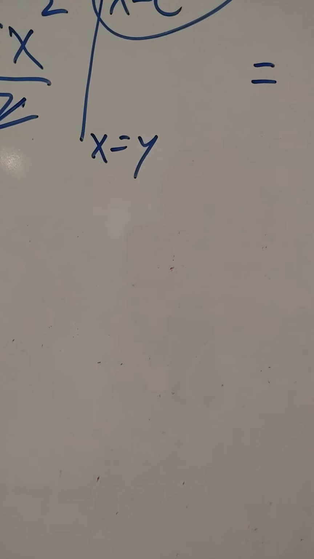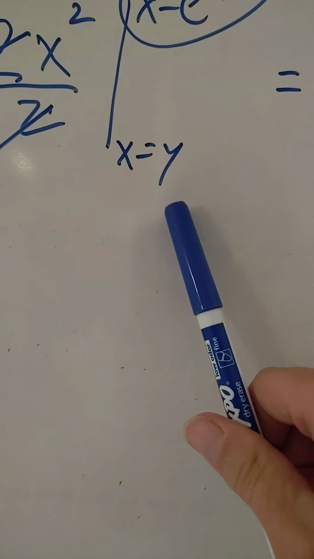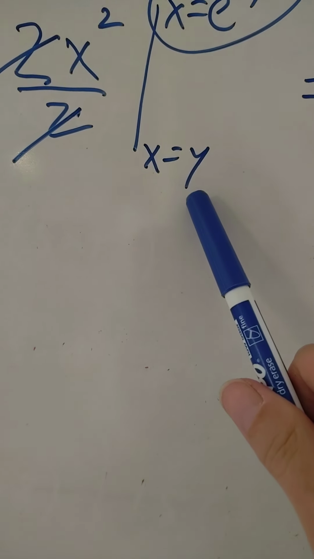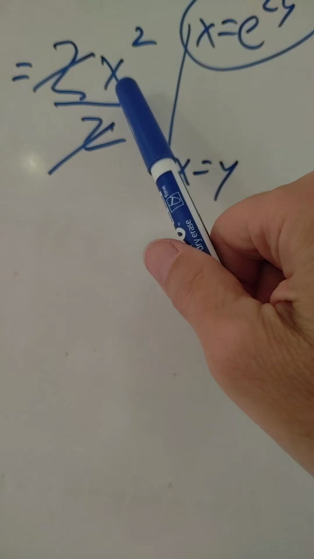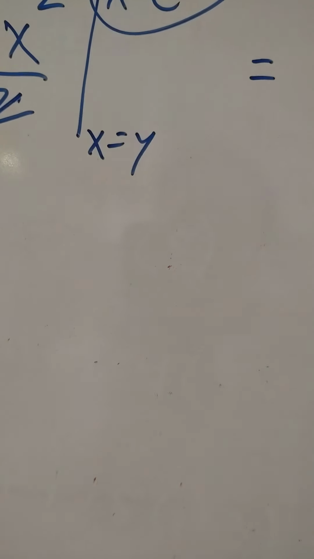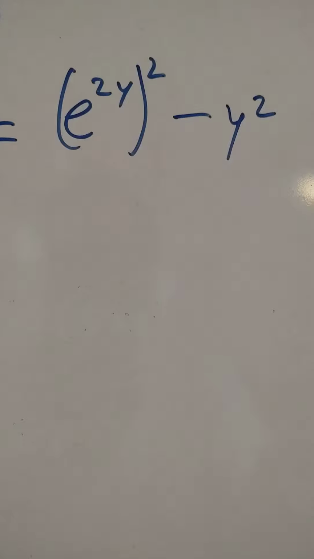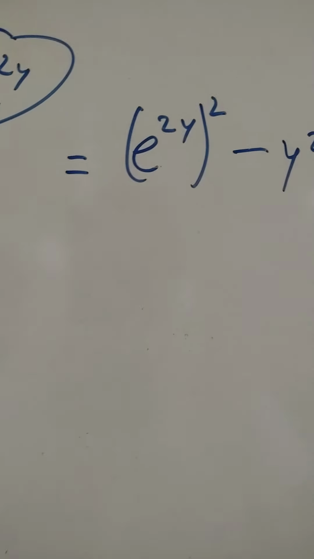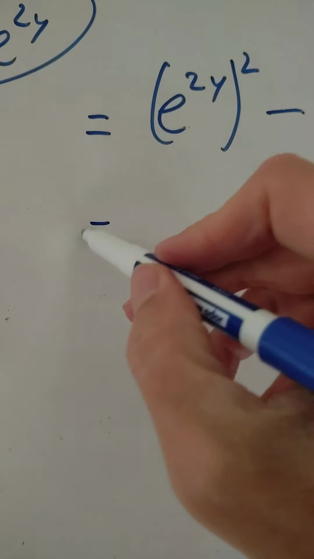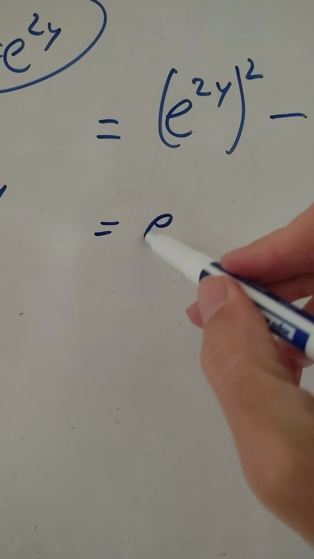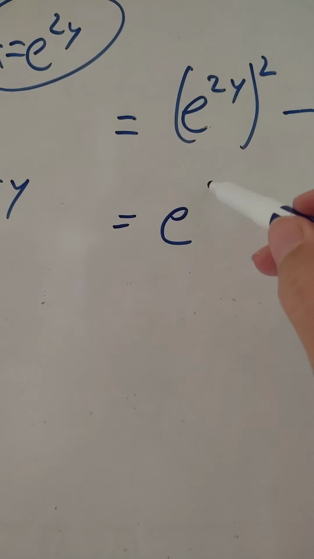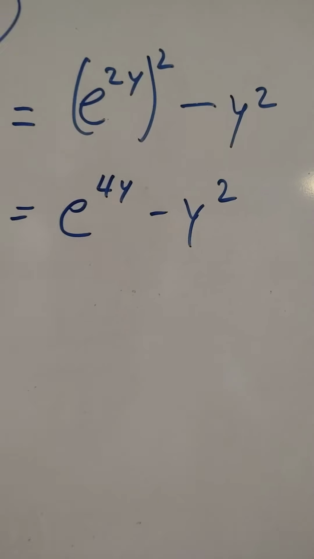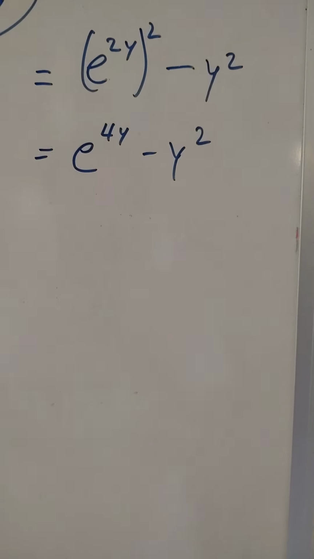And then minus, and now we're going to input the lower limit. So it's always minus, and then you input the lower limit. Wherever I see an x, I'm going to write y. So instead of x squared, it's just going to be y squared. And then we can simplify that. A power to a power, the rule of exponents tells us to multiply the powers. So this is just going to equal e to the 4y, since 2y times 2 is 4y, minus y squared. Okay, so that's my answer for the inner integral.